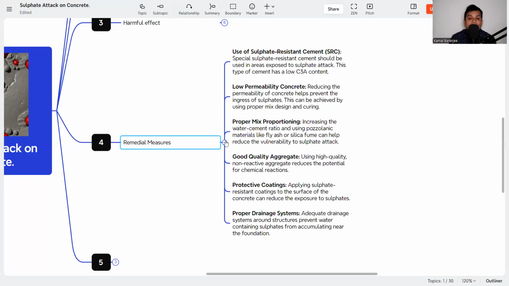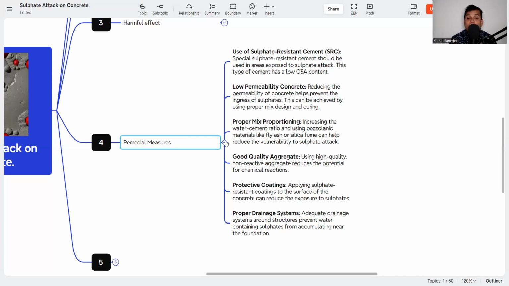Then low permeable concrete. It is our motto that the concrete should be low permeable. Why? If the permeability is low, then carbon dioxide, sulfate, chloride, and moisture cannot ingress or penetrate inside the concrete. So it is our motto to make the concrete low permeable. Reducing the permeability of concrete helps prevent the ingress of sulfate, and not only sulfate but carbon dioxide, chloride, everything. So it helps the durability and the strength.